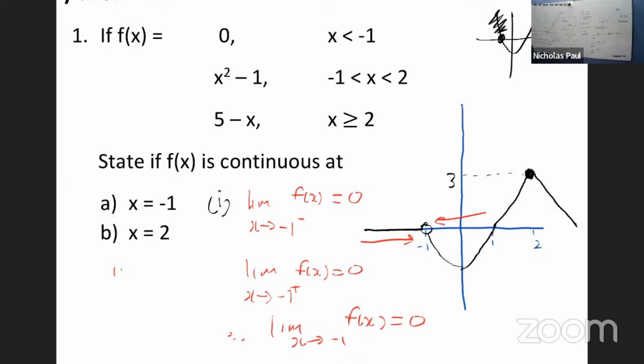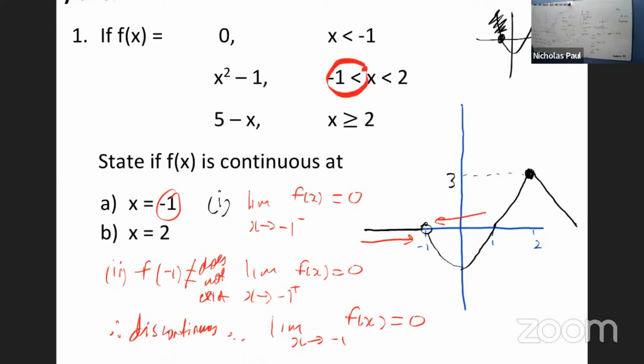Step 2 now. Step 2, f of minus 1. Does f of minus 1 exist? Look at minus 1. Hollow circle, solid circle, hollow, right? So f of minus 1 doesn't exist. You okay with that? It doesn't exist. So therefore, we conclude discontinuous.